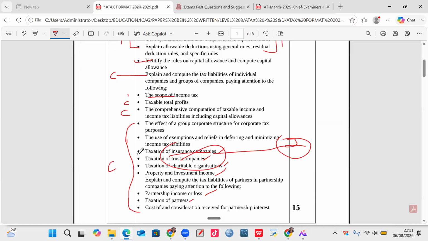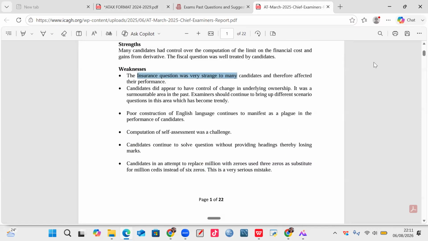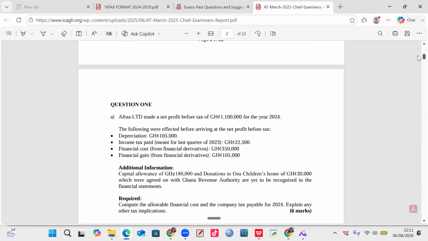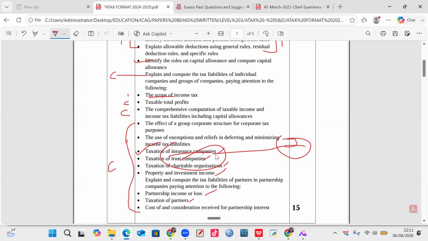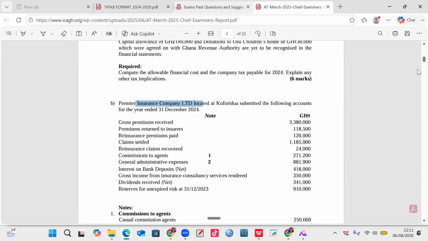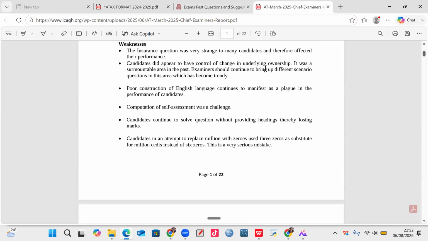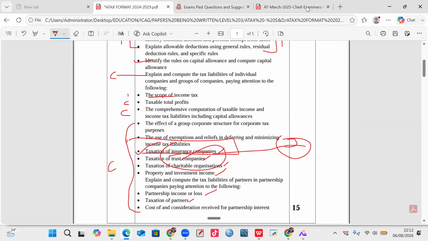It's here. Question 1 is here. So this insurance company is question 1. Let's check whether it's question 1. Just read the requirements. Compute the allowable financial cost, 6 marks. Premium insurance. For me, it will only be straightforward because I know it's in the format. So I'll prepare for it. So why will it appear strange to the student? Because they don't pay attention to the syllabus, the format, the standard. This is the standard.